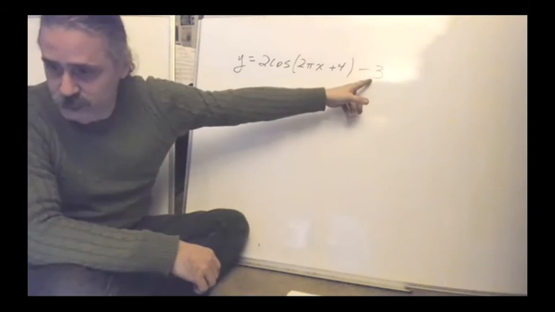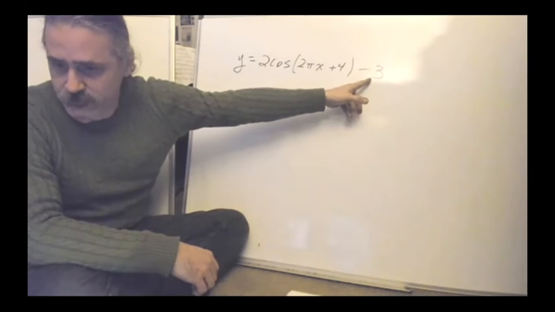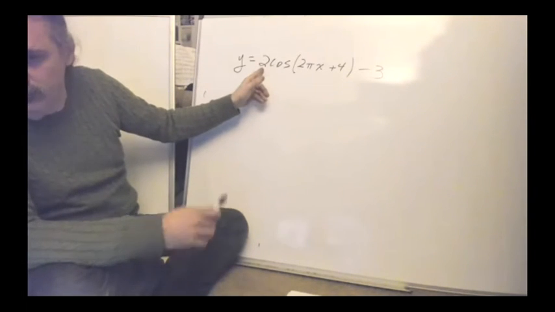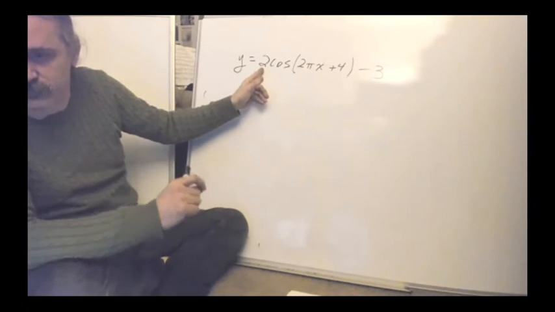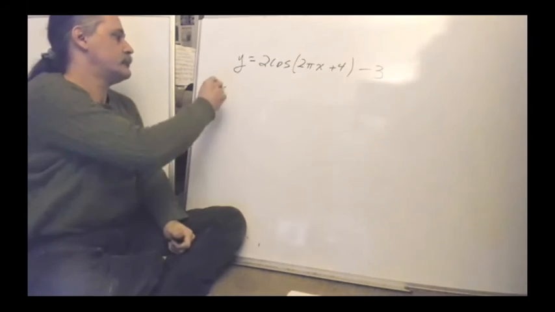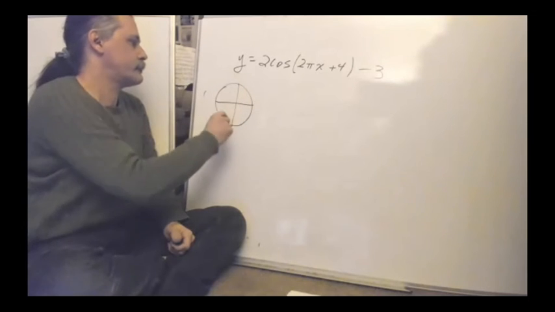So we've got a vertical displacement. We're going to drop down to y equals -3. And the amplitude means 2 above, 2 below. You could think of it that way. So we're going to have 2 above -3, 2 below -3. Another way you could think about it.